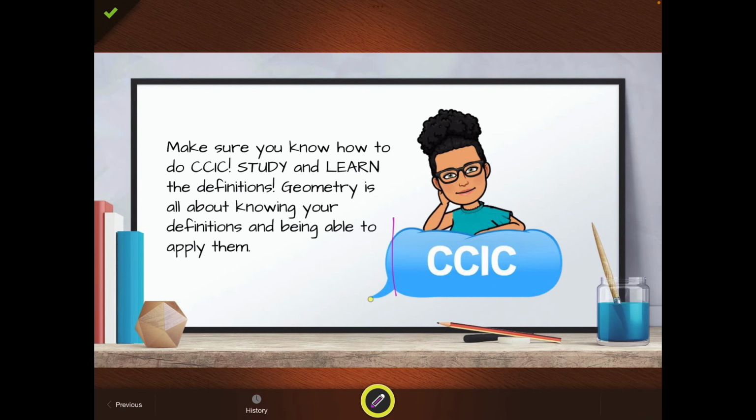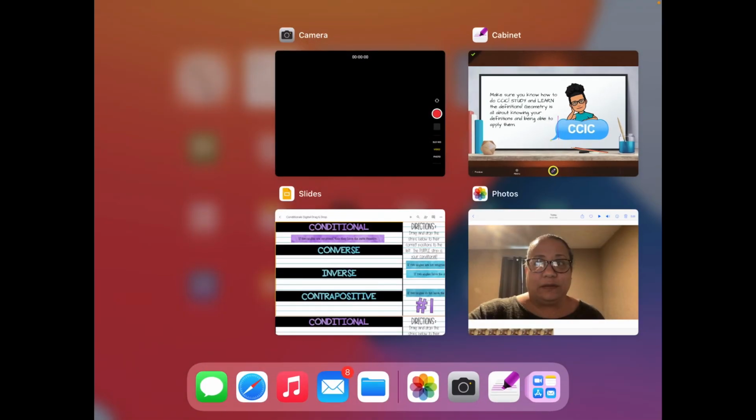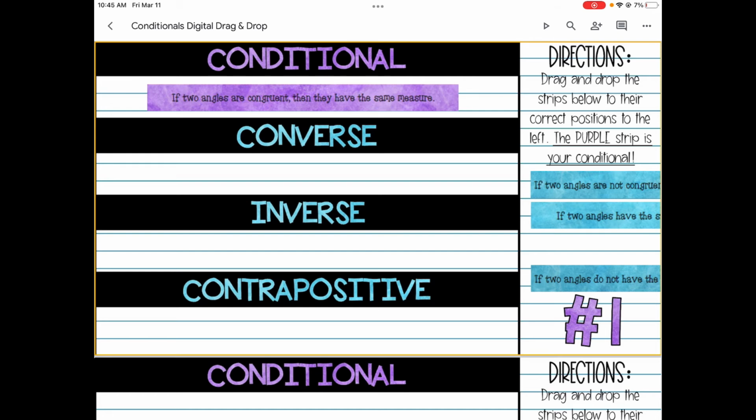All right, so now I'm going to switch you into breakout groups. And so I am going to just assign you a group. You're going to pop off into your group. What you guys are going to do, before I assign your groups, is I am sending everybody this Google Slide assignment. And what you're going to do, if you look at the directions, is drag and drop the strips below to your correct positions.